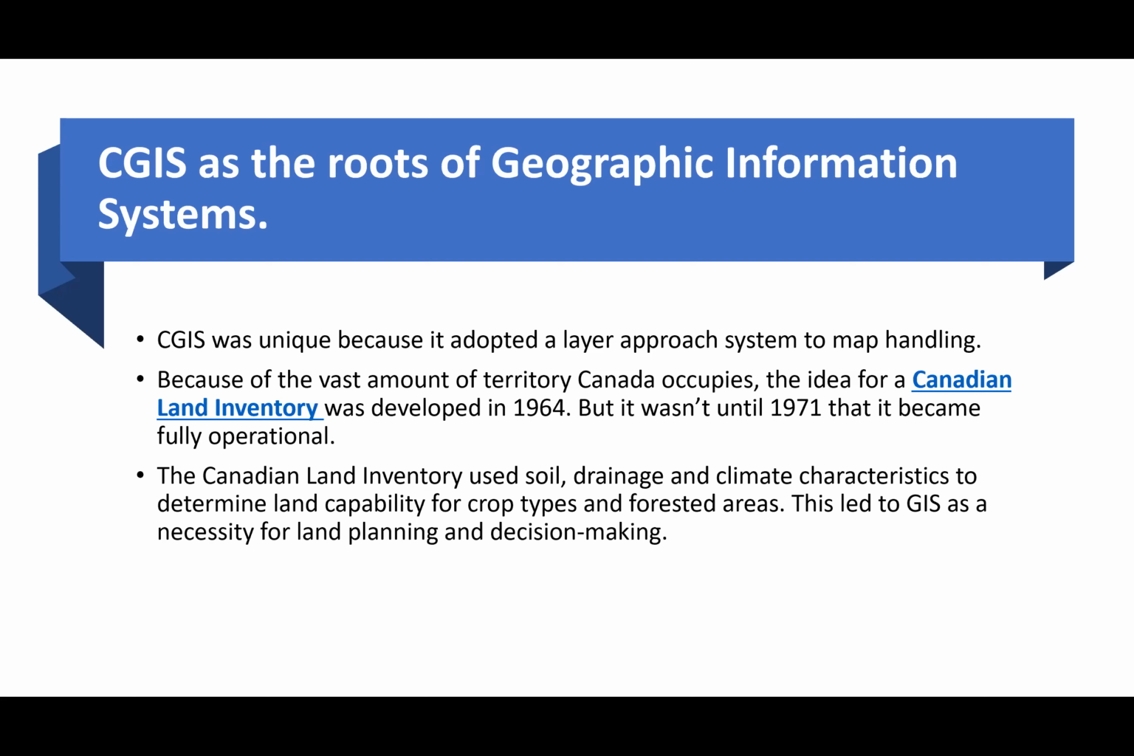The Canadian land inventory used soil, drainage, and climate characteristics to determine land capability for crop types and forested areas. So being able to use the GIS as a method of base data storage and being able to do analysis with that by using these layering techniques. So for Canada, they were interested in how land was being used, what can be used better for. So again, this led to GIS as a necessity for land planning and decision making. And again, the onset of how can you not use a map and map data to understand your world.